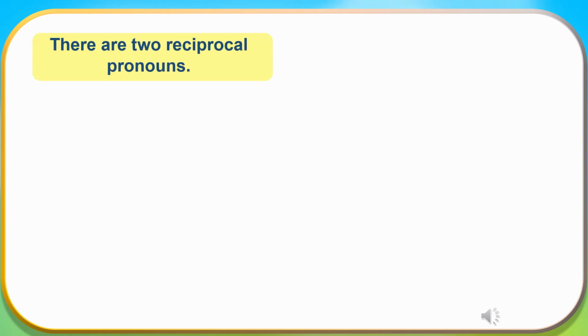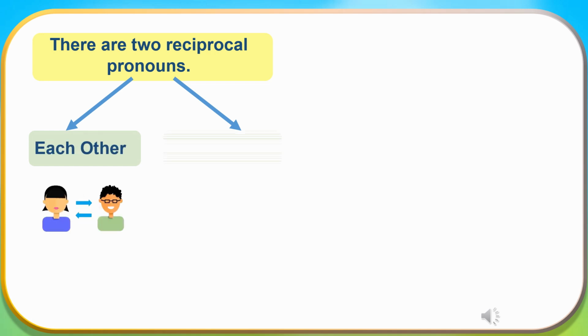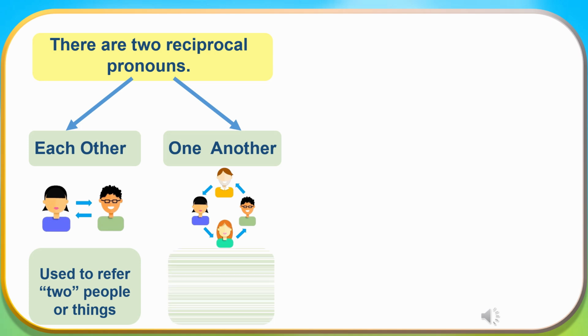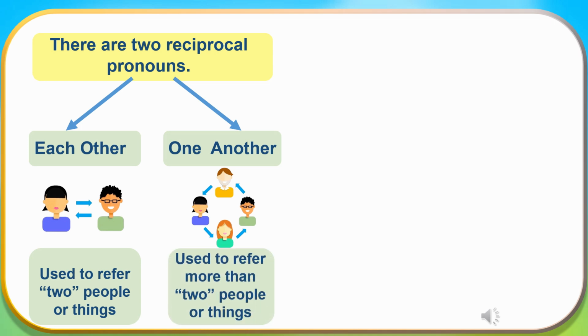Reciprocal pronouns express mutual actions or relationships between two or more entities. In English, there are two reciprocal pronouns, each other and one another. The pronoun each other is used when referring to two people or things engaged in a reciprocal action. The pronoun one another is used when referring to three or more people or things in a reciprocal relationship.